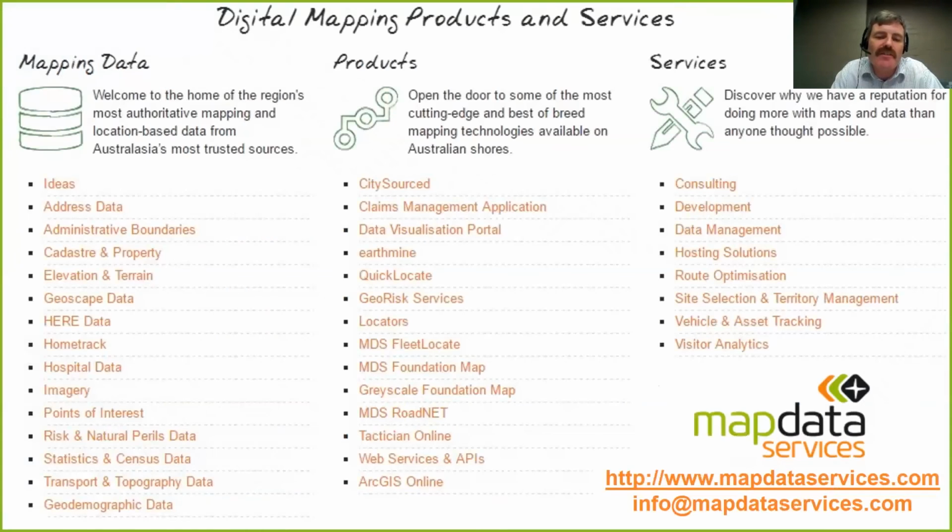In terms of MapData Services' other offerings, we provide a large range of mapping data, from addresses, cadastre and points of interest, all the way through to advanced road networks and geodemographic data. We offer a wide range of products from desktop applications for geocoding, for example, through to base maps and web services. Our professional services, including data management and hosting solutions, can also assist your business. So check out our website or email us for more information on our mapping data products and services. Thanks, Laura. Back to you.